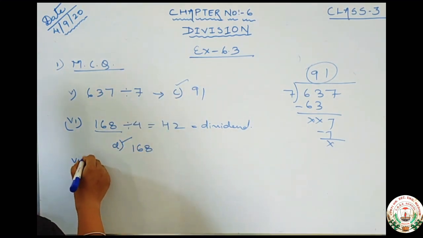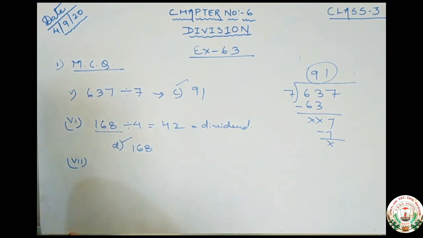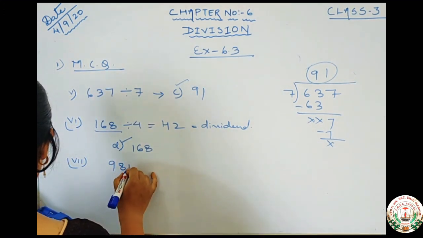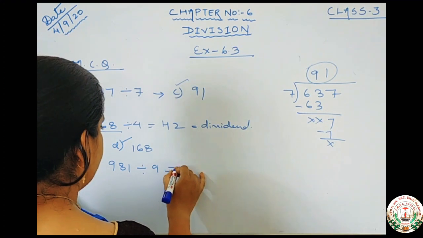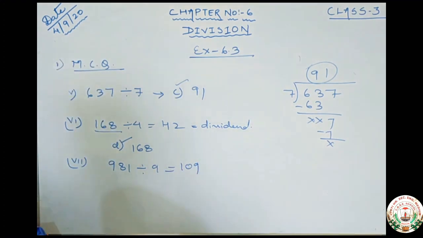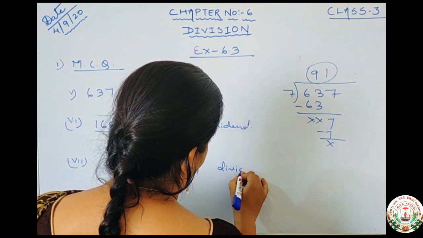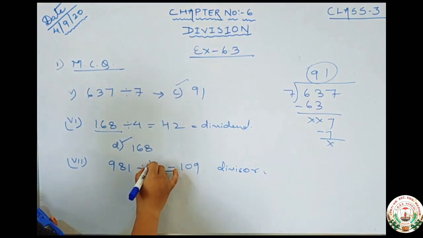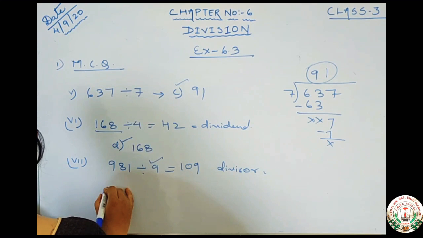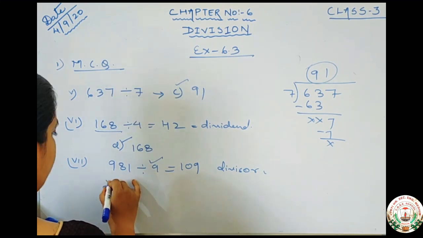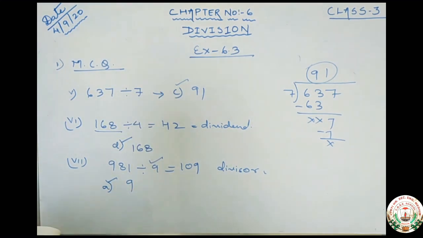Number 7th. In a division, 981 divided with 9 is equals to 109. In this question, what is asked? Divisor. What is divisor in this question? What is divisor? 9. So 9 is given in option number A. So you will take option number A, 9.